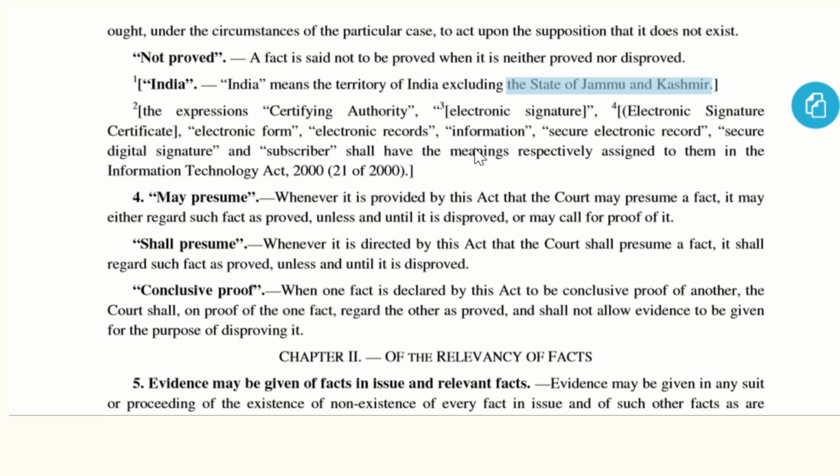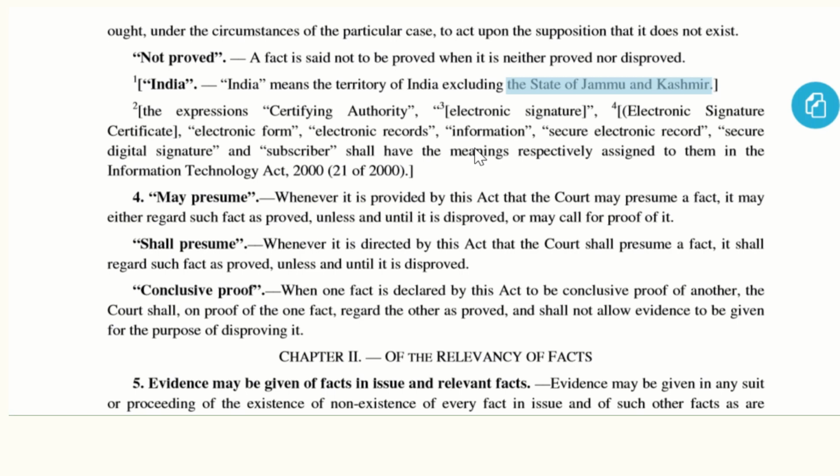Now let us move to shall presume. Whenever it is directed by this act that the court shall presume a fact, it shall regard such fact as proved. So it is deemed to assume that the fact is proved unless and until it is disproved. But in shall presume, the court shall not call for the proof of such fact. The court cannot call for the proof of such fact. That is the difference between may presume and shall presume.